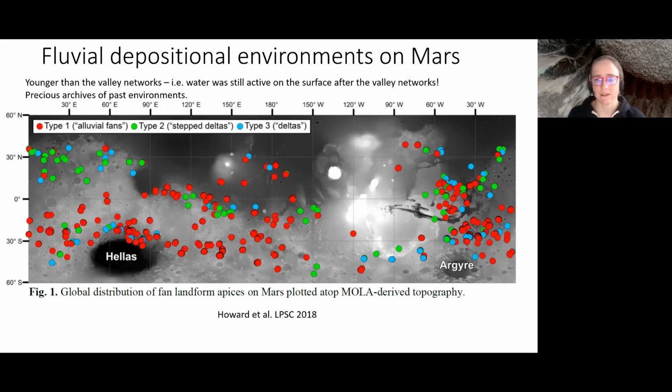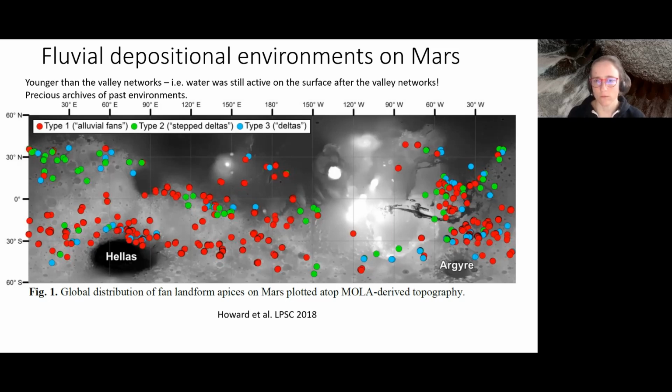And because these are so important, NASA has sent the Curiosity rover to an area with a fan and paleolake deposit, Gale Crater, and Perseverance, the rover that's going to be arriving in February 2021, will visit Jezero Crater, which has a delta deposit within it.